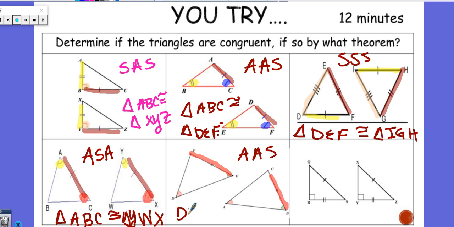Okay, so we can say triangle DYE is congruent to triangle, oh, that's not Y, that's an F. Sorry guys, DFE is congruent to triangle ACB.